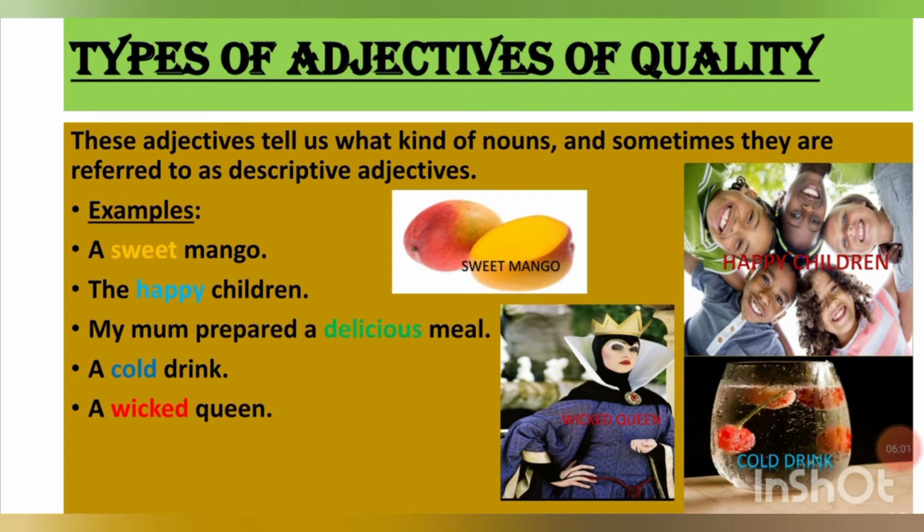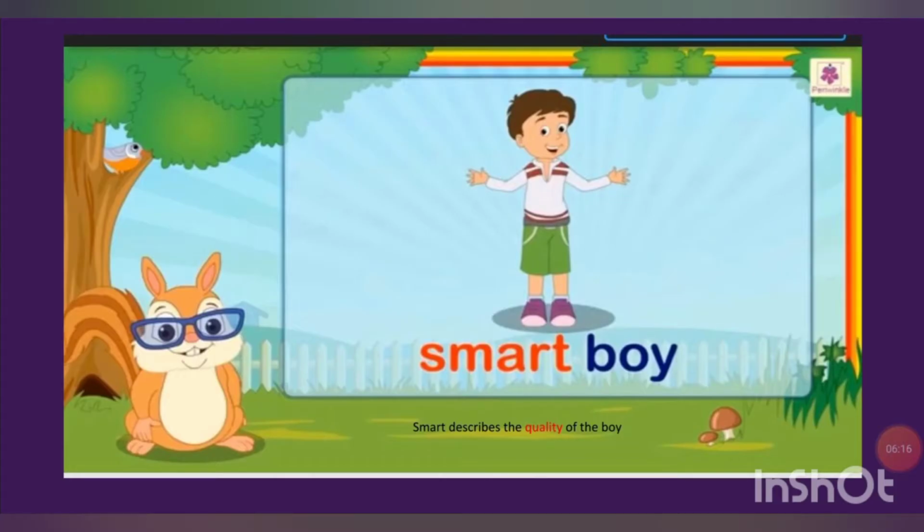So it is cold. A wicked queen. So it tells you whether the queen is kind or wicked. In this case, this queen is wicked. All right? A smart boy. The word smart describes the quality of the boy. Okay? It tells you this child is smart. This boy is smart. That's the quality of the boy. Okay?